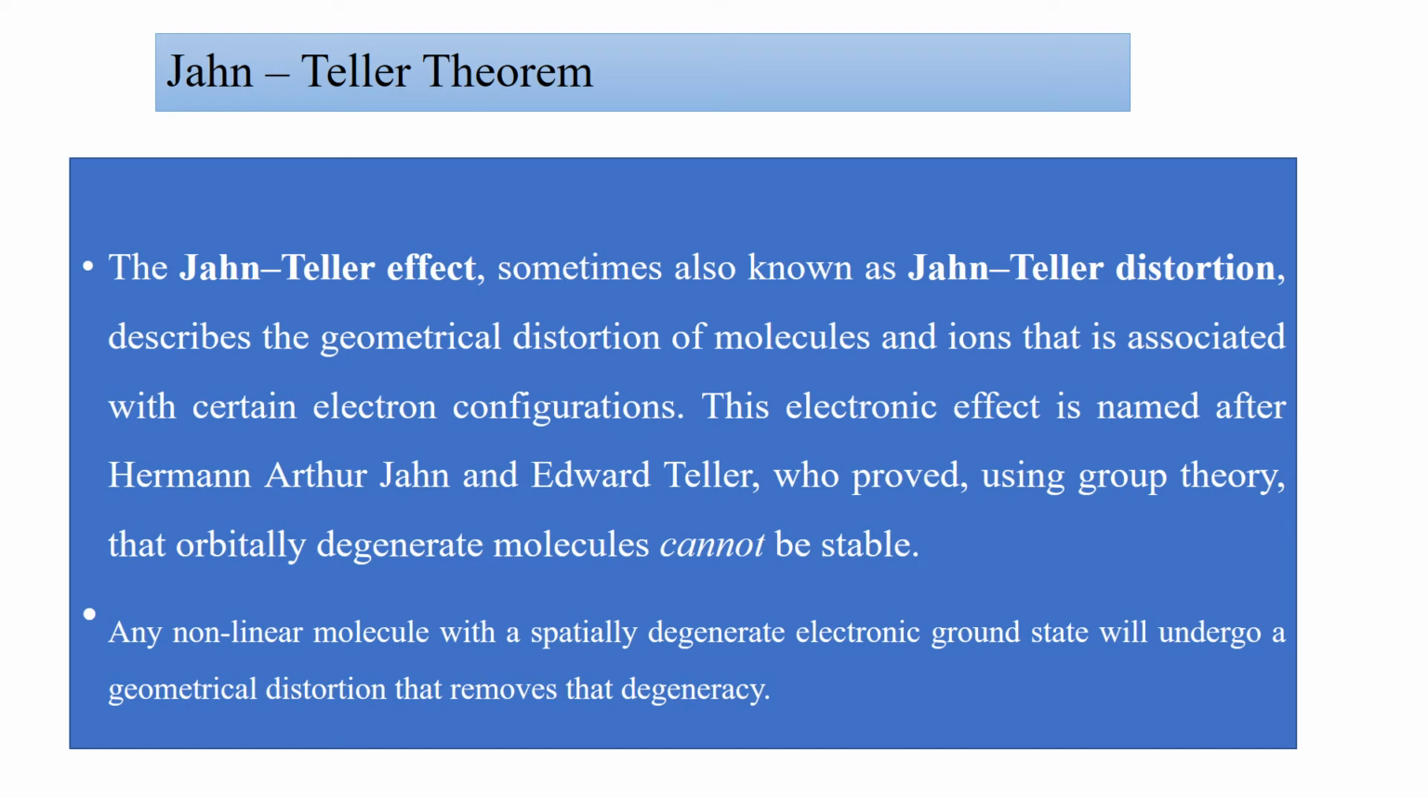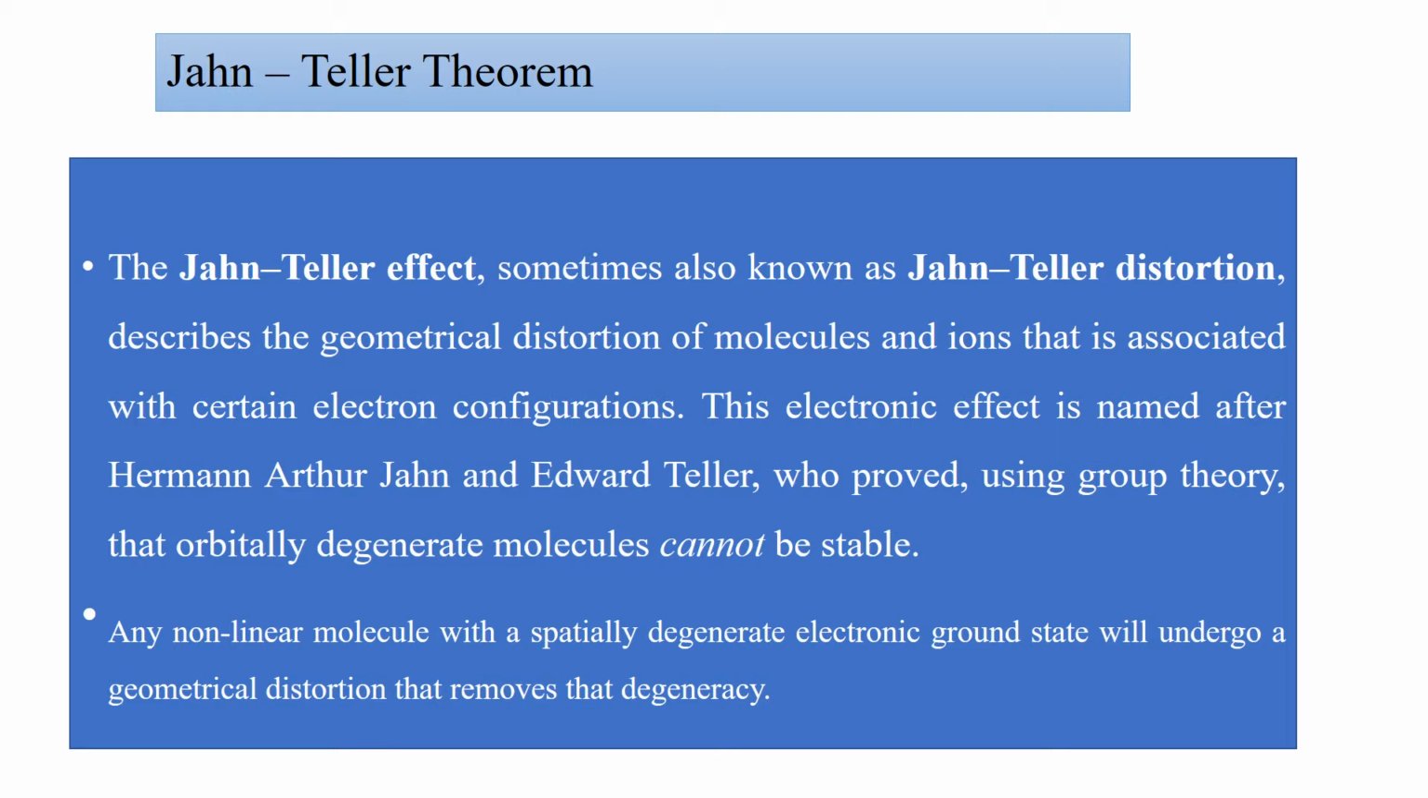Jahn Teller theorem. In this case, first of all, you have to know what is Jahn Teller theorem. According to Jahn Teller theorem, any molecule or complex ion in an electronically degenerate state will be unstable relative to a configuration of lower symmetry in which the degeneracy is absent.